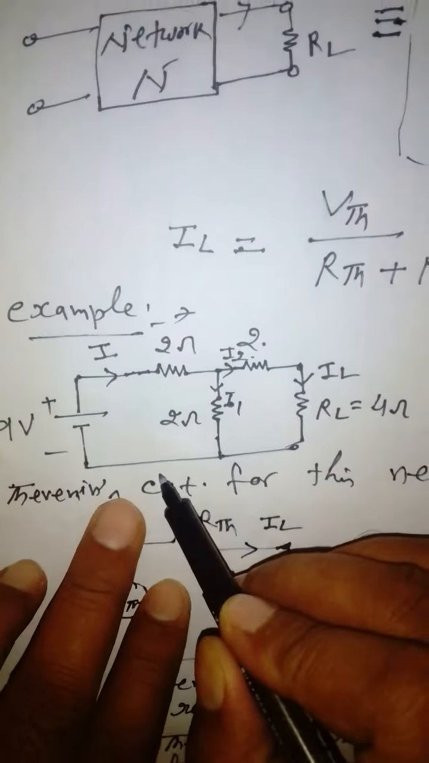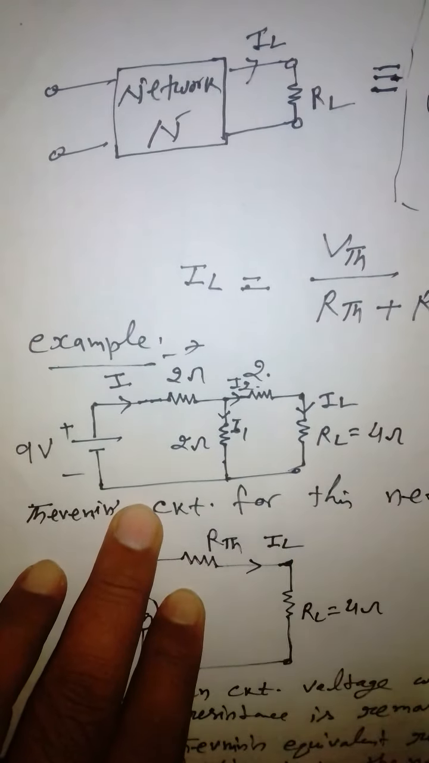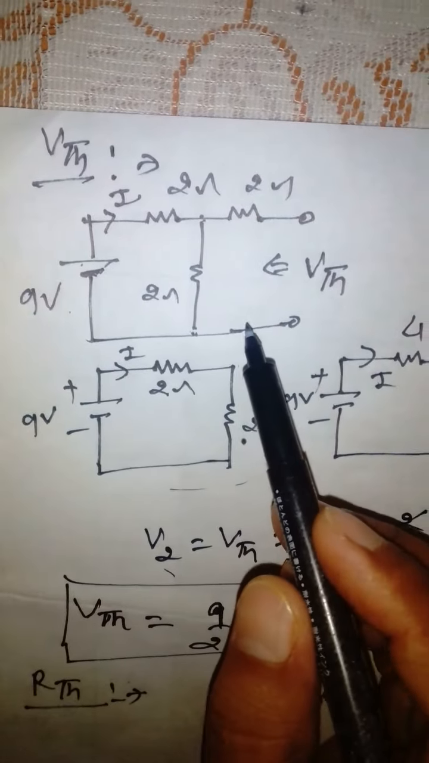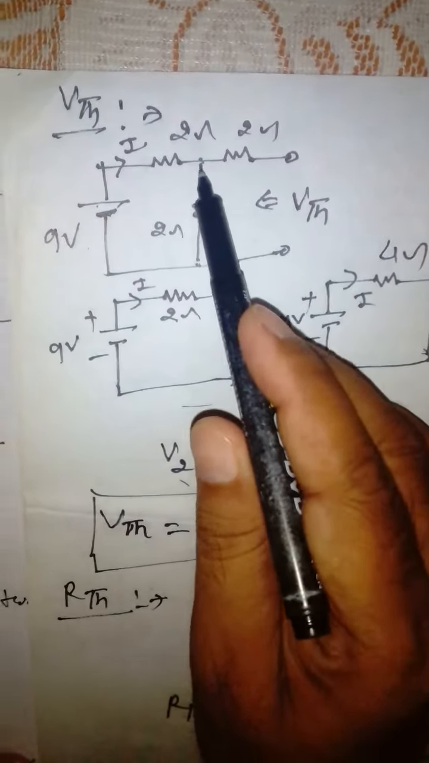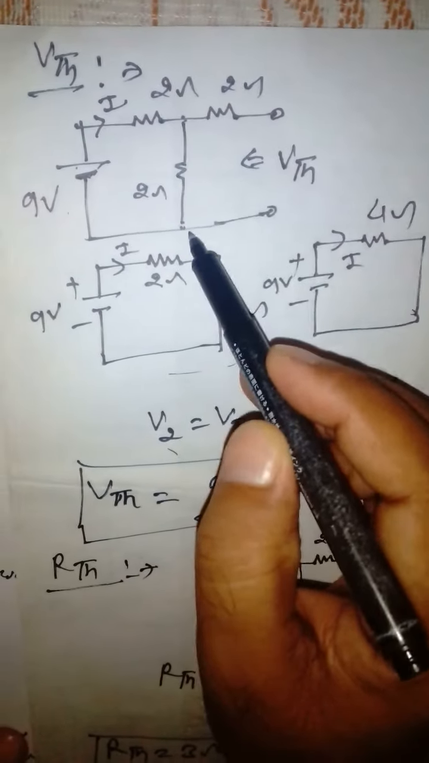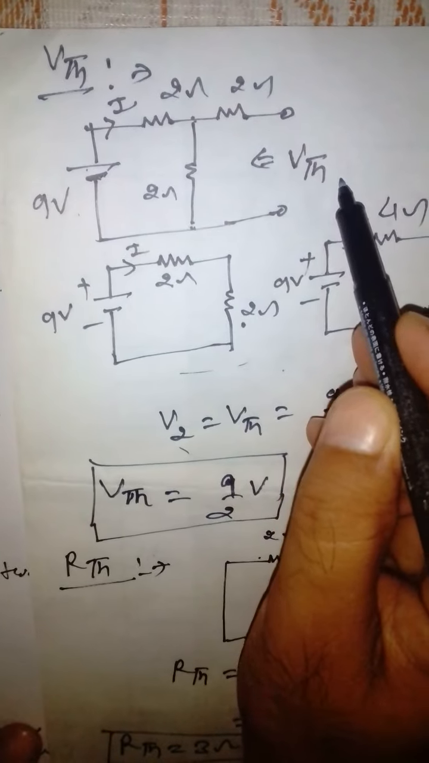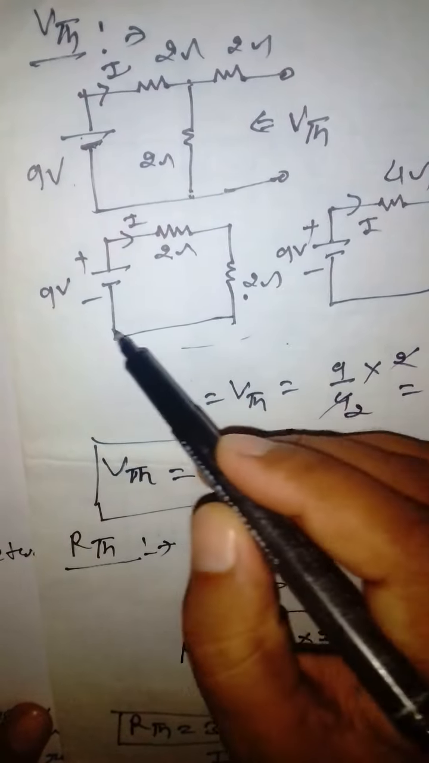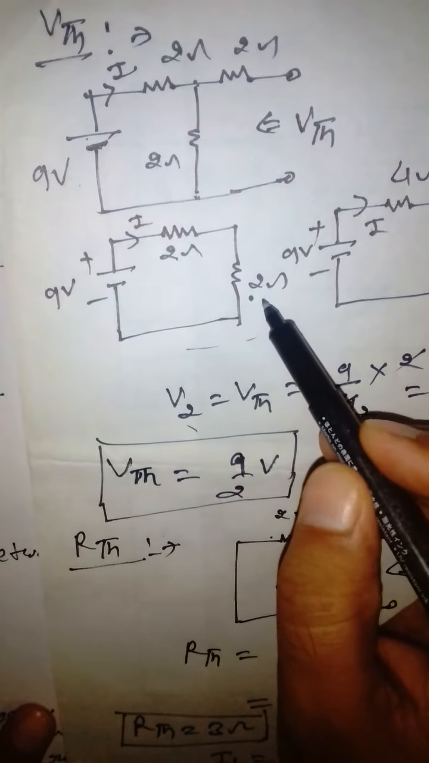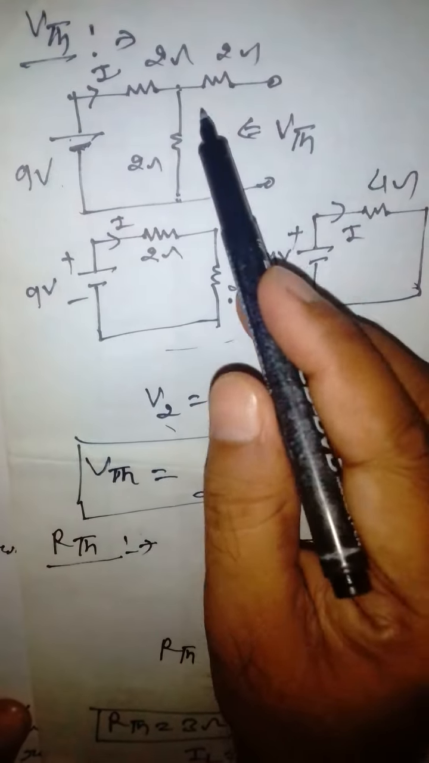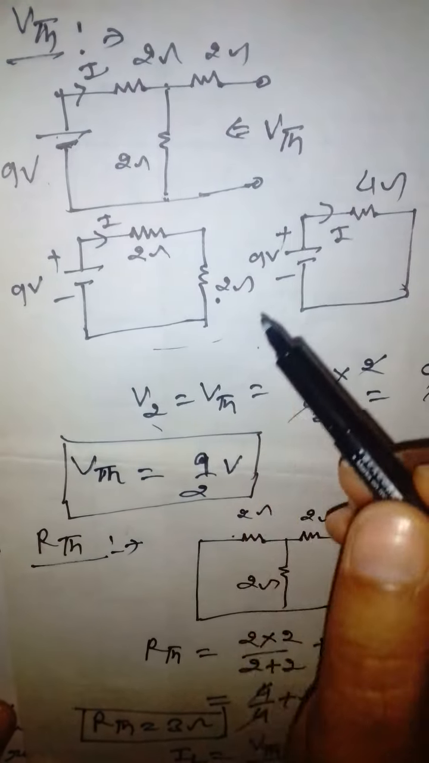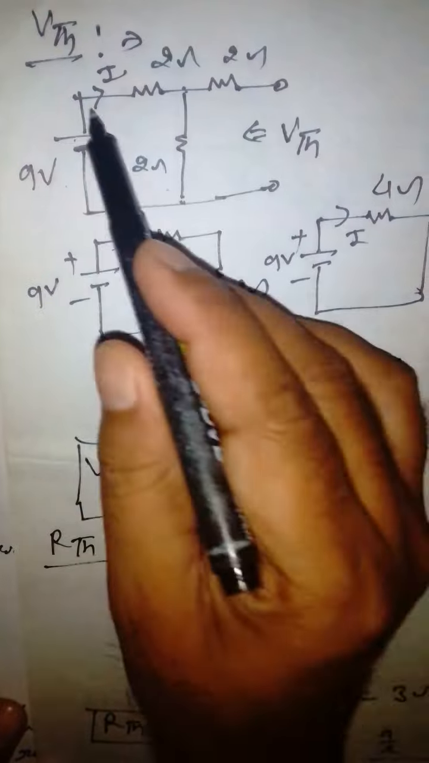this network. So this network will become like this here. Now the load resistance is removed, so the drop across this resistance will be equal to VTH. So now we will redraw this circuit. It will become like this: 9-volt source here, 2 ohm resistance here, and 2 ohm in series, because no current will flow in this branch since here is an open circuit. So all current will be confined to this branch.